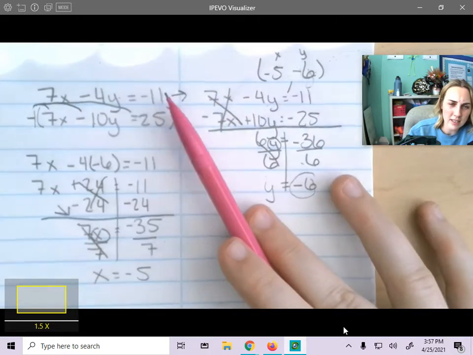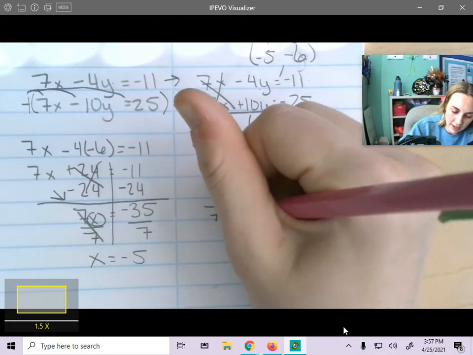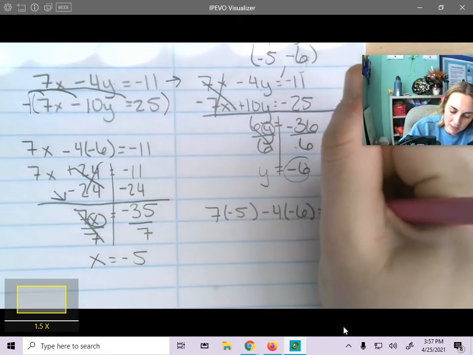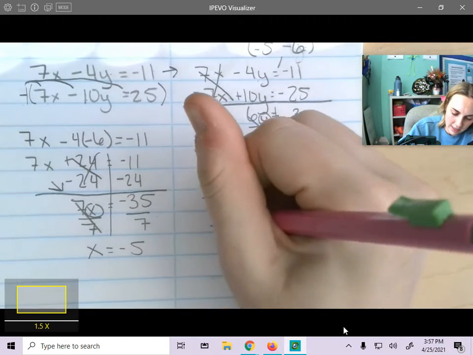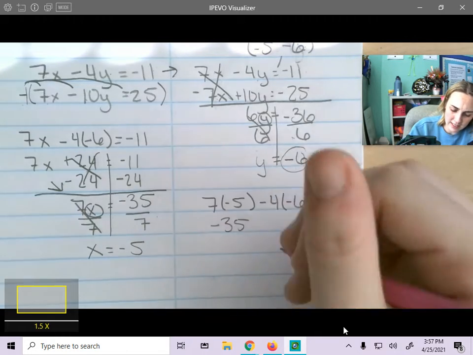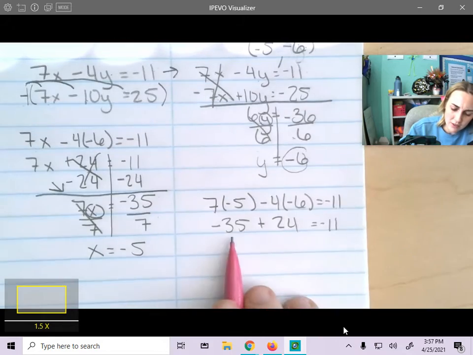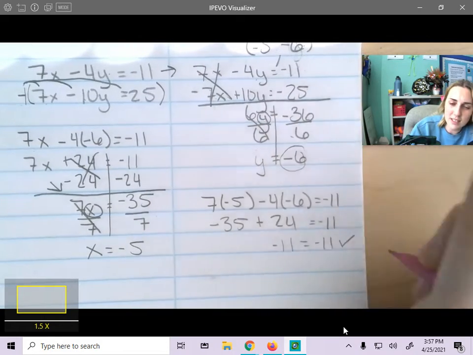Substituting this into here, first I have 7, my x value is negative 5, minus 4, my y value is negative 6. I need to make sure that is equal to negative 11. All right, so 7 times negative 5 gave me a negative 35. Negative 4 times negative 6 is going to give me a positive 24. Negative 35 plus 24 is equal to negative 11. So that works out. We're good so far.